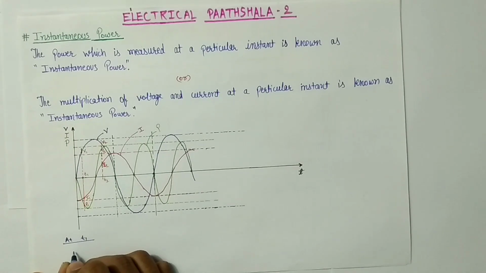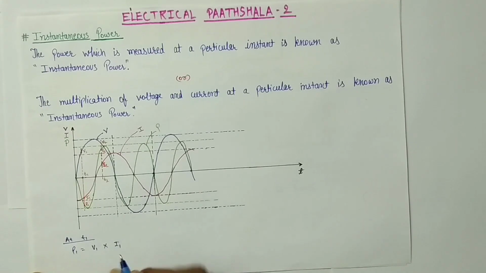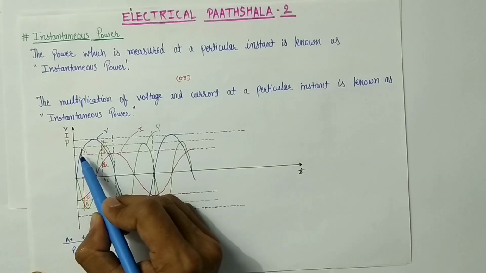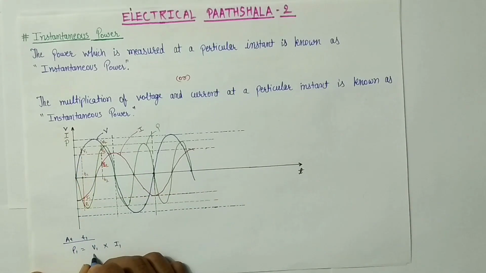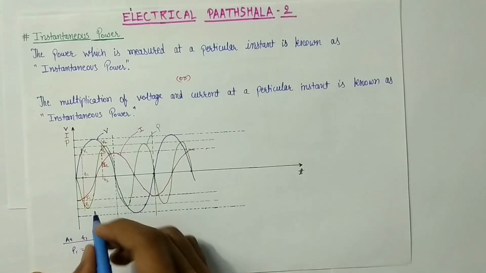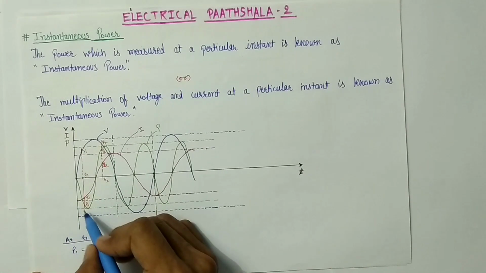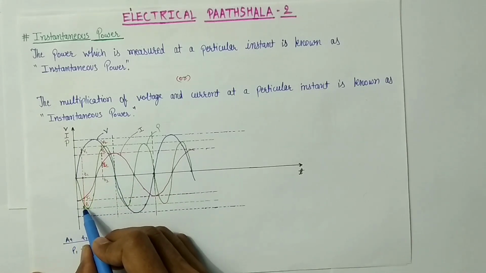Now at t1 instant, we can measure the power P1, which will be multiplication of V1 into I1. Now you can see in the waveform that V1 is positive while the I1 is negative. Therefore, the multiplication V1 into I1 will be negative and the power is negative. As you can see here in this waveform, the power P1 is negative.